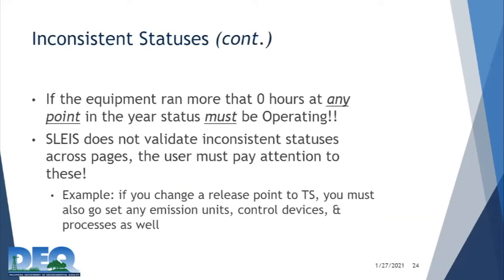If the equipment ran more than 0 hours at any point in the year, its status on the emission unit page must be operating. Again, Slice is not going to validate inconsistent statuses across the pages, so you have to really pay attention to these. For example, if you change a release point to temporarily shut down, then you also need to go set emission units and control devices to temporarily shut down as well, and go check your process to make sure that's appropriately set too.